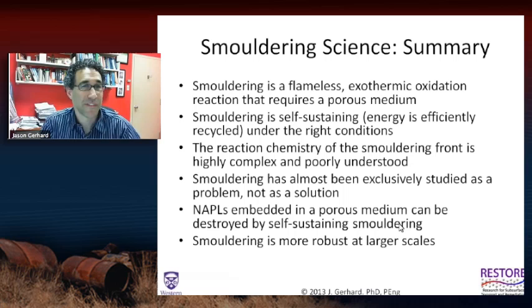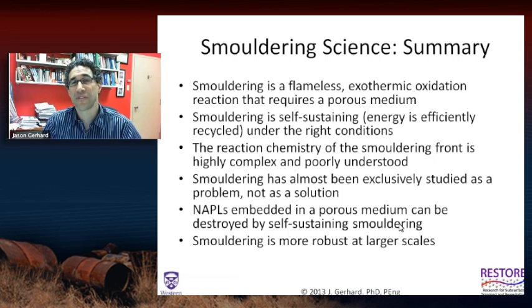So just to summarize what I've been saying, smoldering is a flameless exothermic oxidation reaction, and it absolutely requires a porous medium. Smoldering is self-sustaining, and in particular, it's very efficient at recycling the energy that's generated back into the reaction itself to permit unburnt fuel to then combust. The reaction chemistry, as I tried to point out, is very complicated. It's not fully understood. There could be hundreds of reactions going on in the smoldering of coal tar, for example, and probably we'll never know what all of those are.